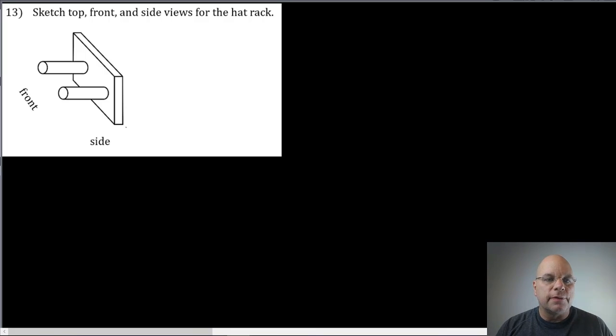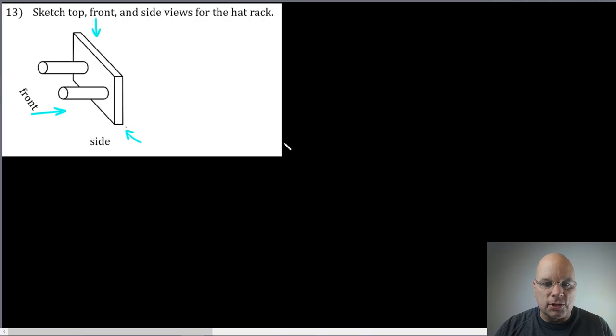Okay, well, on the last page of the review, problem number 13 says to sketch the top, front, and side views for the hat rack shown. The front view is looking this direction right here. The top would be if you're standing over it and looking down, obviously. And the side is looking from this side in this direction.